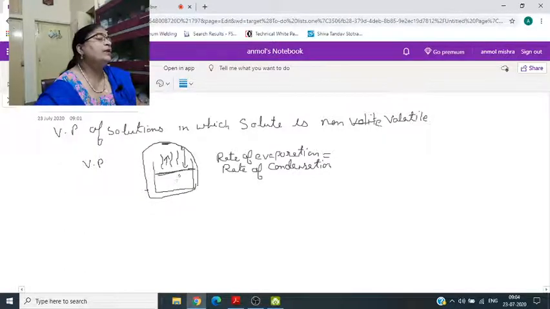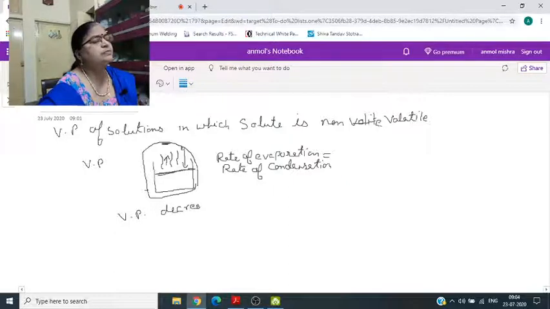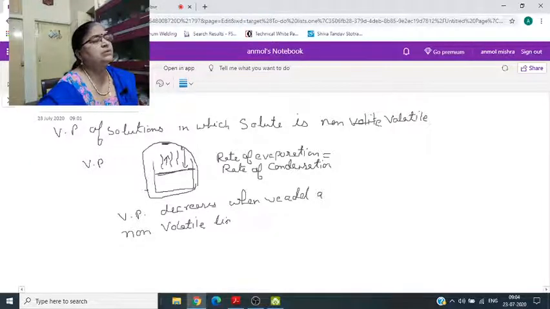So here the solvent is volatile and the solute is non-volatile. So whenever we add any non-volatile solute, the vapor pressure decreases. Vapor pressure decreases when we add a non-volatile solute. So it will be solid, not liquid.